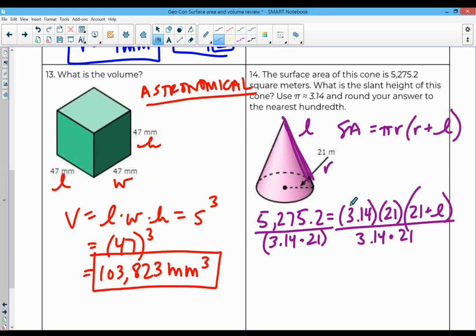Divide both sides by what we can get rid of. So that's 5,275.2 divided by 3.14 times 21. That gives me 80. So 80 equals 21 plus L. So I'll subtract 21, get my slant height of 59 meters.